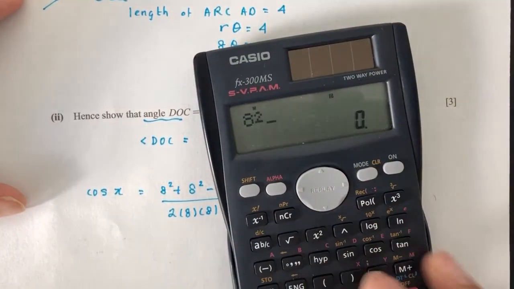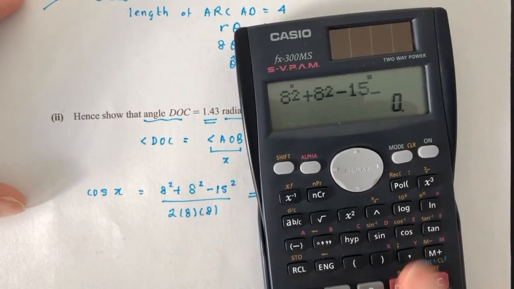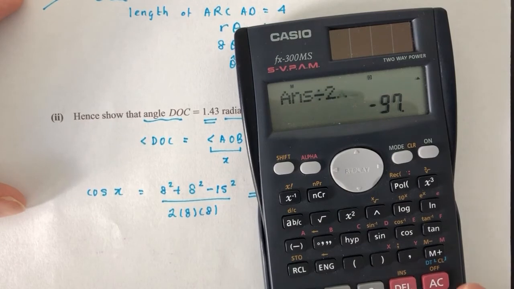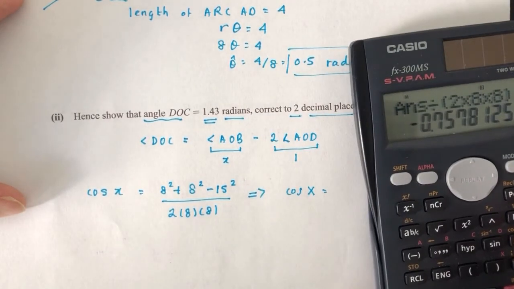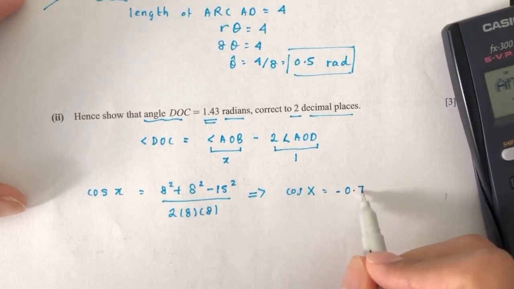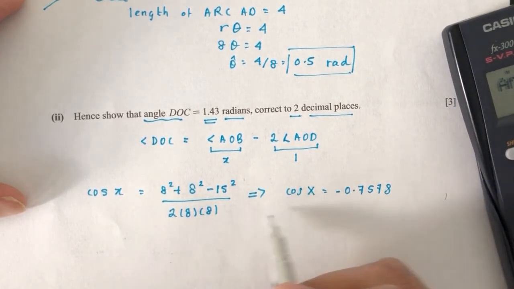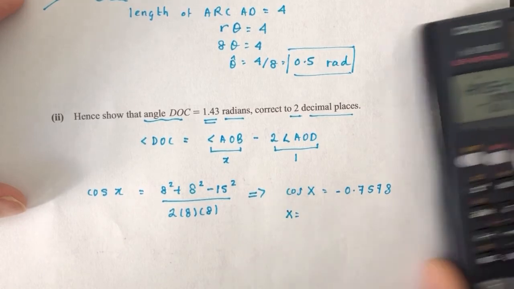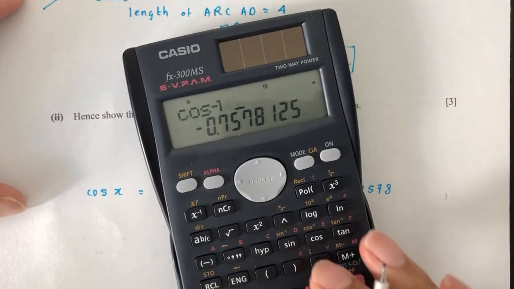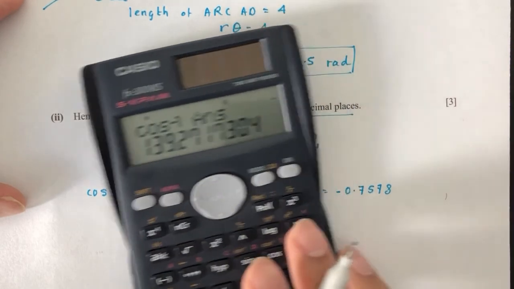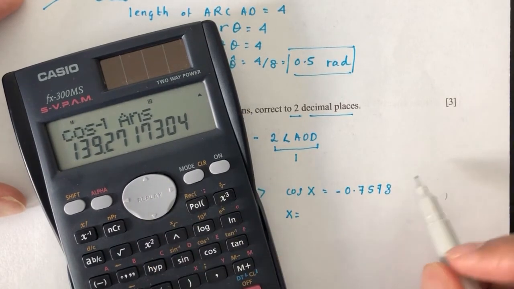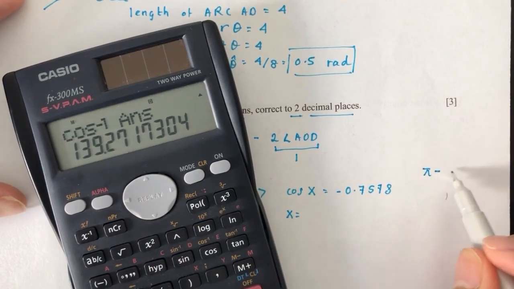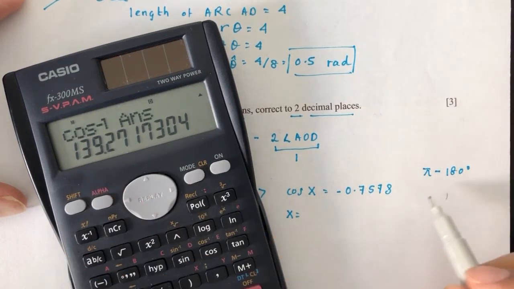Let's find out: 8 squared plus 8 squared minus 15 squared divided by 2 times 8 times 8 will be minus 0.757. So from this we know that x is equal to cosine inverse of that. Oh, so we have to use degrees. So how do you convert degrees to radians? We know that pi is equal to 180 degrees.